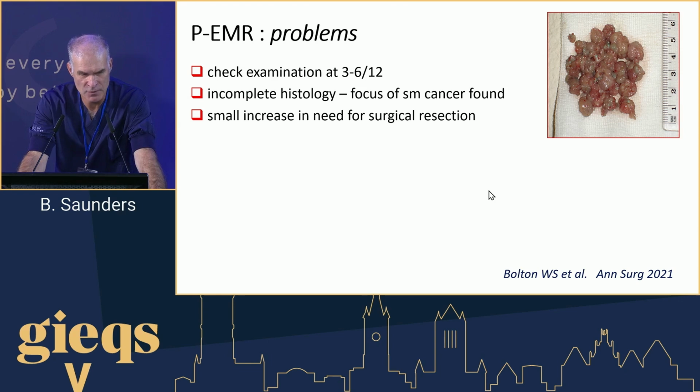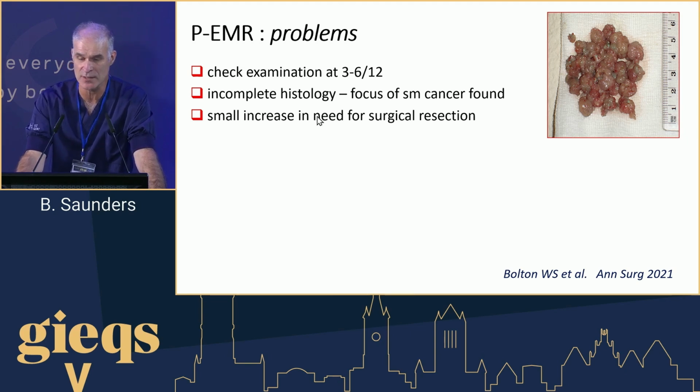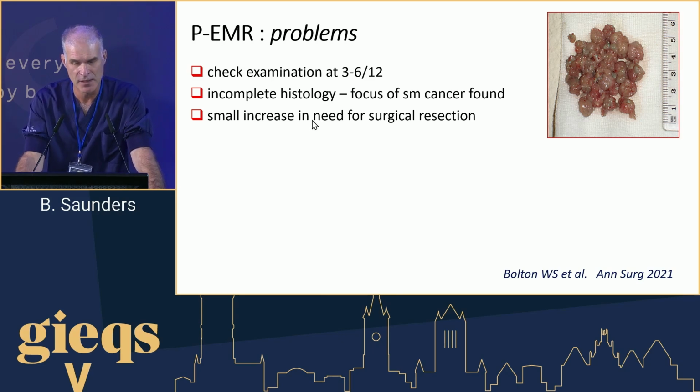Well, there are still problems with piecemeal EMR, illustrated by this slide showing all these multiple polyp pieces. The first is we don't have an R0 resection, so we have to do an early check. That means another bowel preparation for the patient. The histology is incomplete, and if there is a small focus of cancer within the polyp, which does happen, then the patient may end up getting unnecessary surgery.